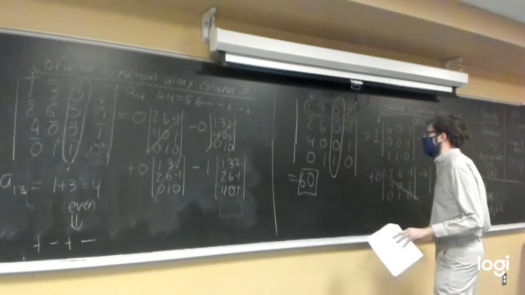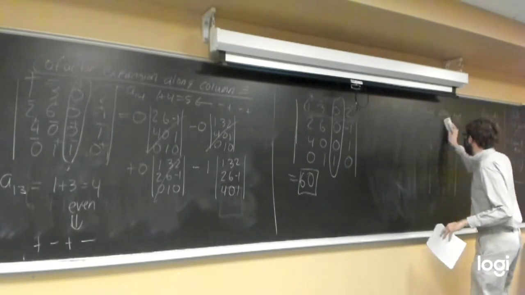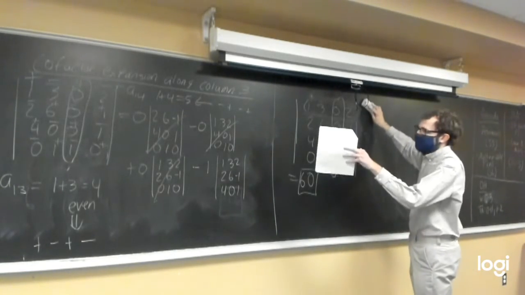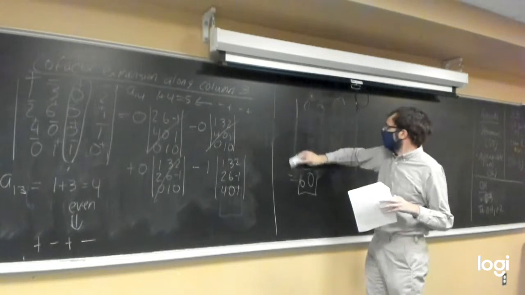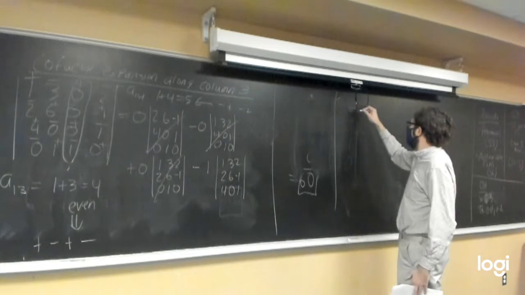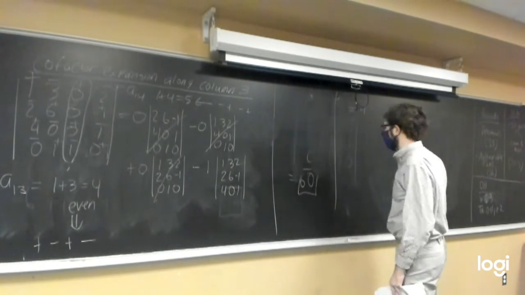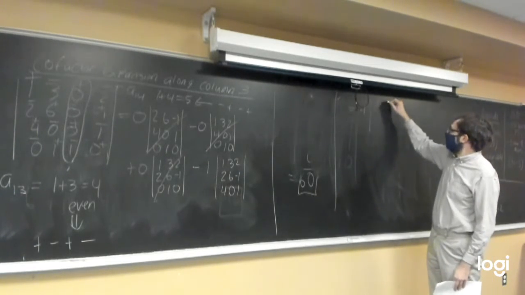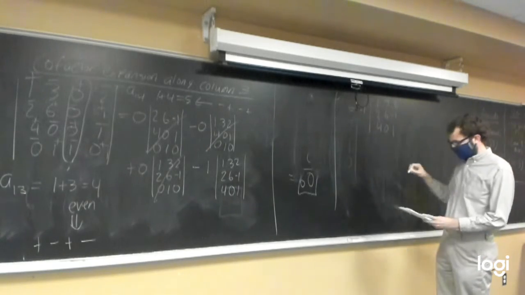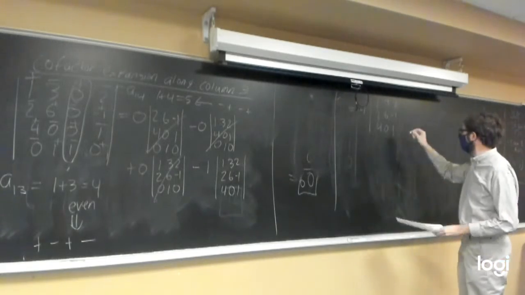So let's evaluate this out and see what we get. I'm going to keep this original matrix up just so we can see. So if we work this out, we're just going to need to evaluate -1 times the determinant of this matrix: 1, 3, 2, 2, 6, -1, 4, 0, 1. I did that right? Yep.